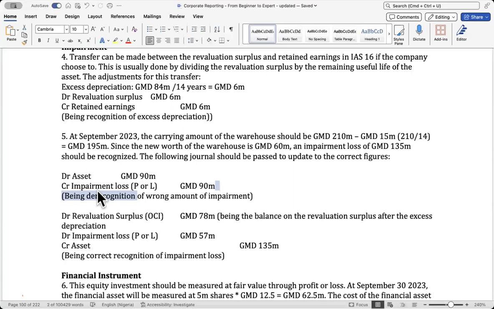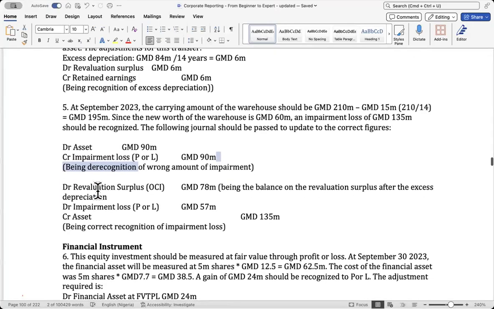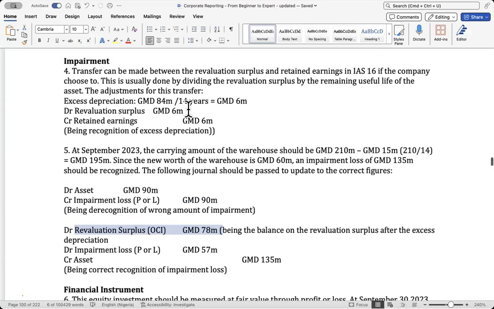Then I do the proper adjustment that should be done. Because, don't forget, there was a previous revaluation surplus on these assets. When we have that scenario, any further impairment loss must be hit against revaluation surplus first. And don't forget that the revaluation surplus was 84 million, and we have transferred 6 million from it through excess depreciation, so remaining 78.